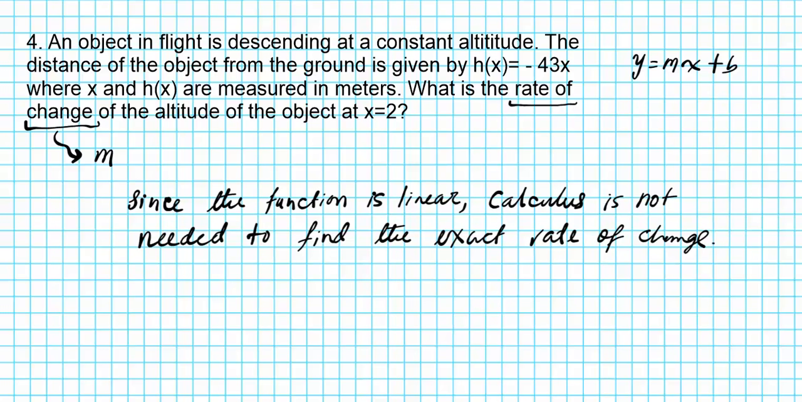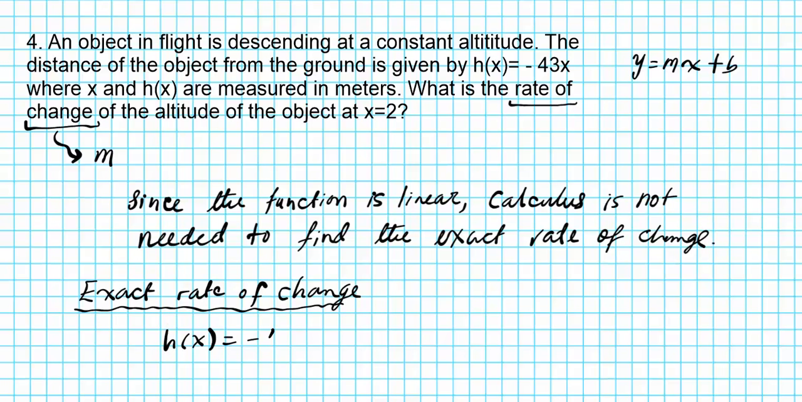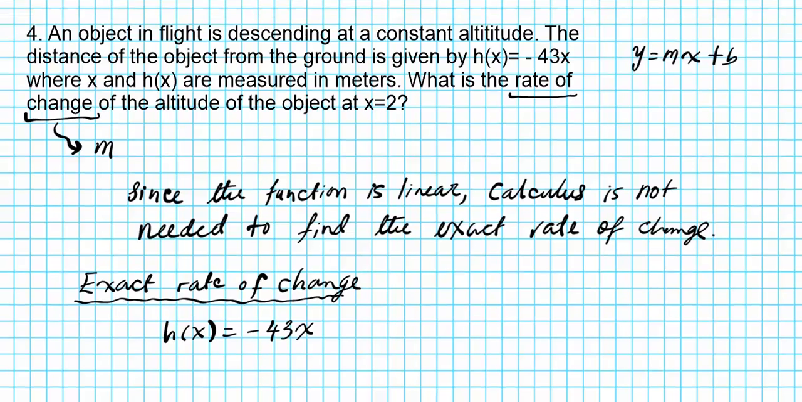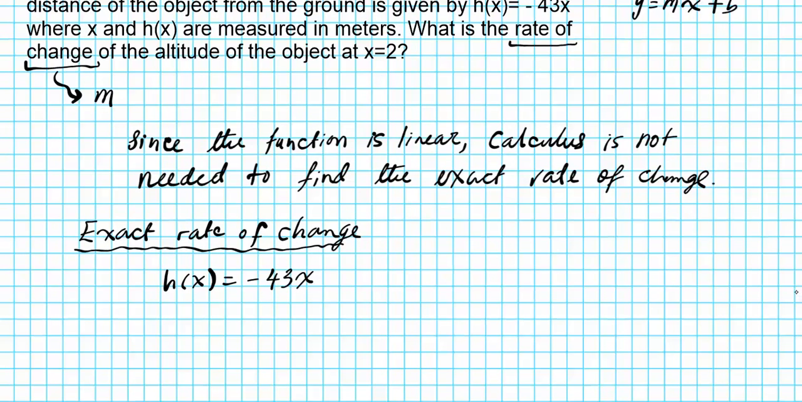All right, so let's go ahead and find the exact rate of change. So what is the exact rate of change here? If you have a function, h of x equals negative 43x, what is the rate of change? What is another word for rate of change? Another word for rate of change is the slope.